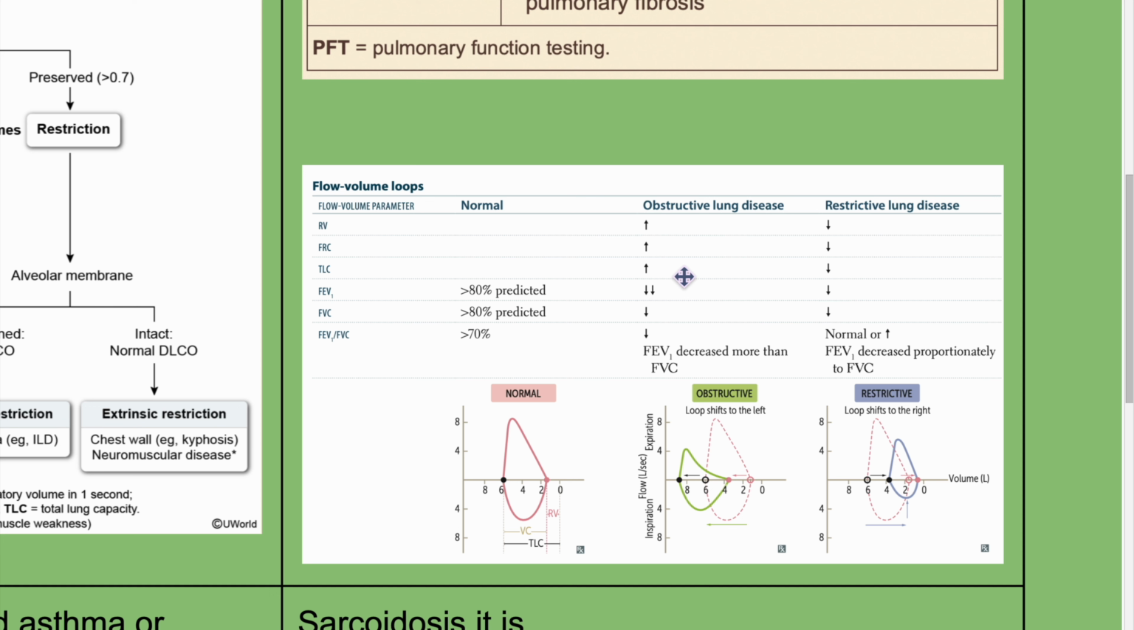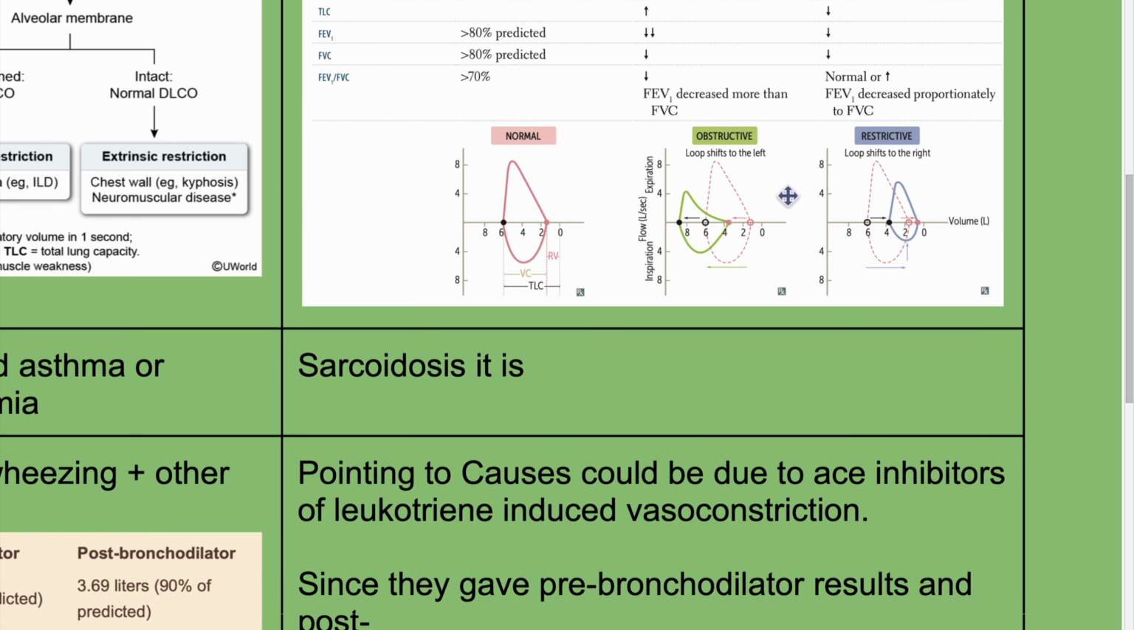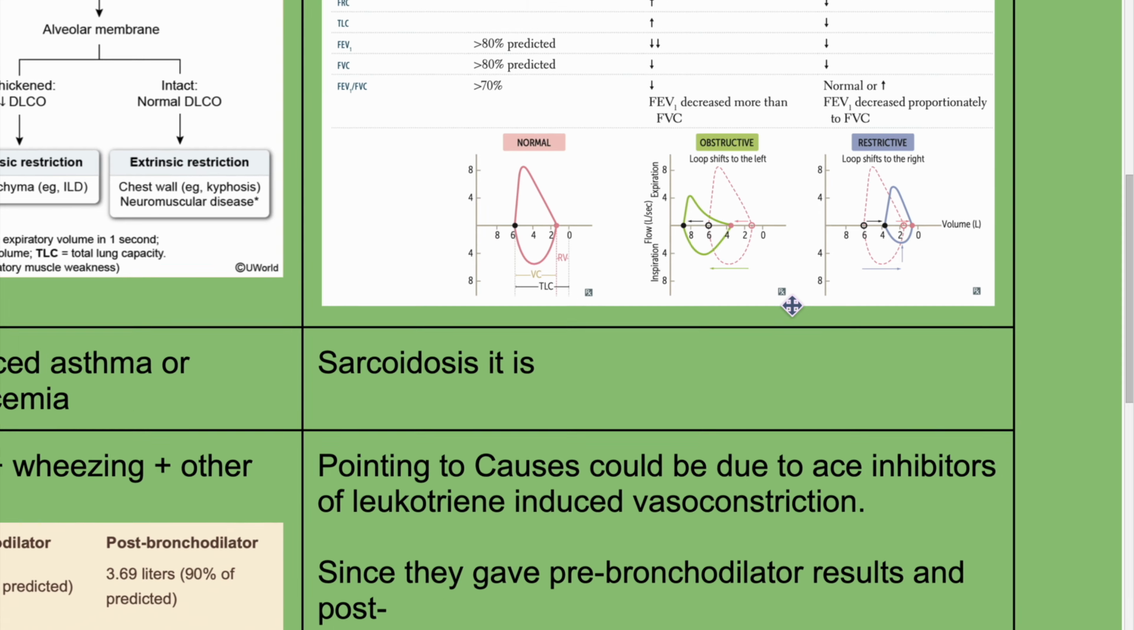If it's 70% or more, it's restrictive, right? RV, FRC, and TLC are all increased in obstructive, whereas they are decreased in restrictive lung disease. FEV1 and FVC are decreased in both. However, the ratio is decreased only in obstructive, and it's normal or increased in restrictive. Everything is decreased in restrictive lung disease except for FEV1 over FVC. If you remember this chart like this, the first three increase and the last three decrease. So we went over this during the First Aid read for Step 2.